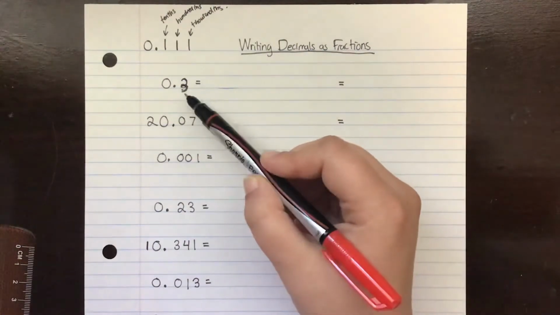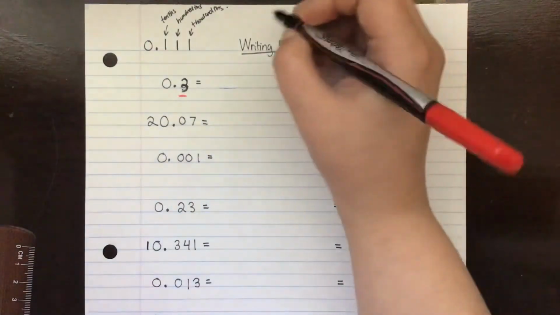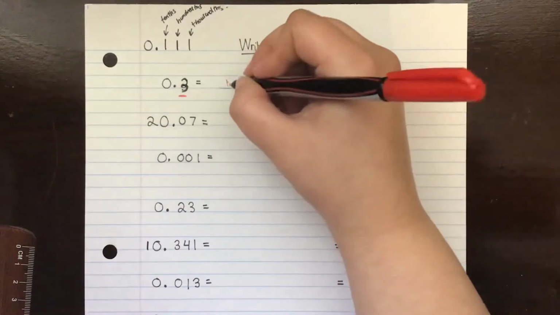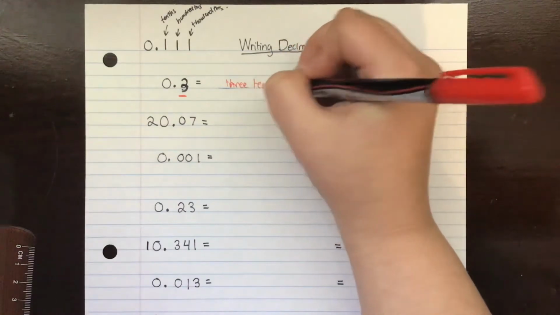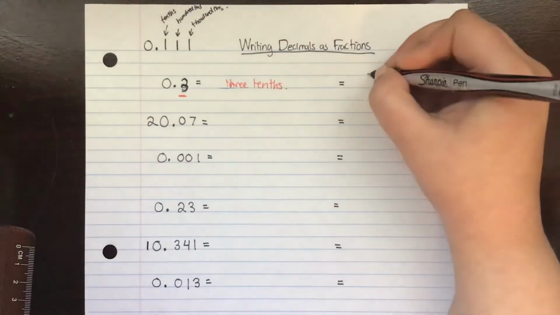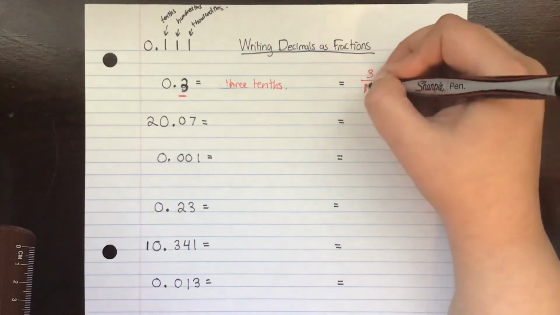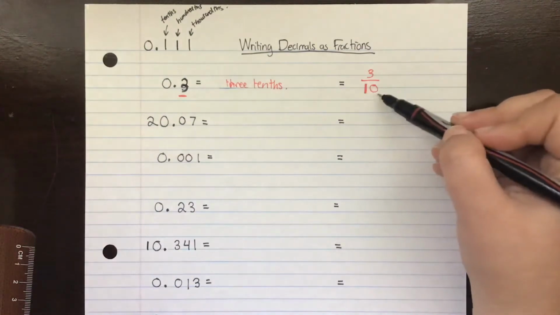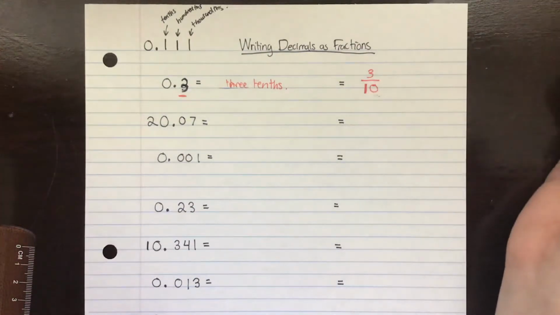So if I look at this here, I have it in the first decimal place, which is in the tenths place. So if I was going to say this decimal out loud, I'd say 0 wholes and 3 tenths. What does that look like? Well, that looks like 3 out of 10, or 3 tenths. And that's how I can write my decimal. The tenths makes a 10 at the bottom. The 3 from the actual decimal goes on the top.